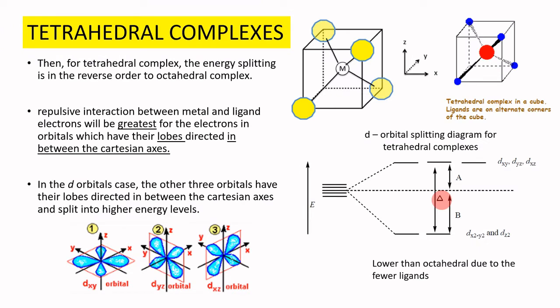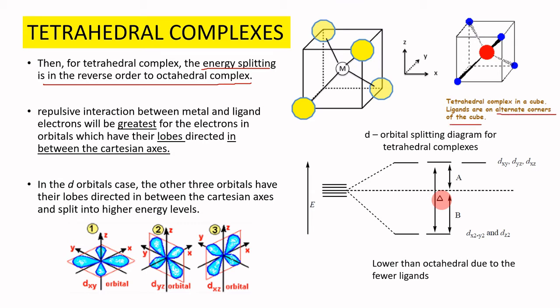Okay. Next, let's move on to tetrahedral complexes. For tetrahedral complexes, the energy splitting is in the reverse order to the octahedral complexes. Why is it in reverse order? Because in tetrahedral complexes like this, you notice that the yellow thing here is the ligand, yeah? Okay, so a tetrahedral complex in a cube looks like this. Ligands are at the corner of the cube.